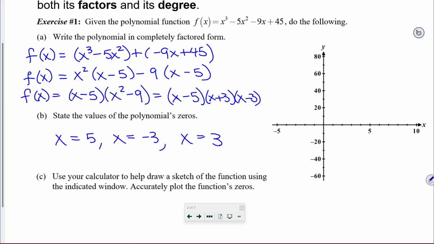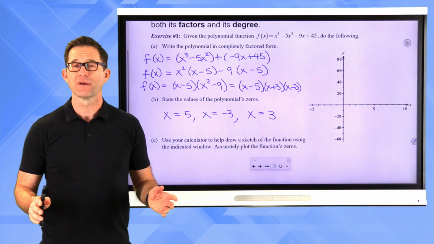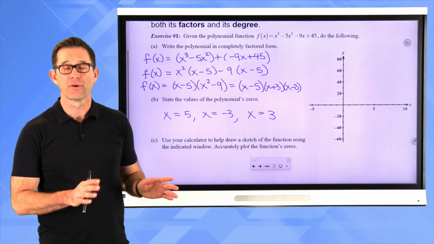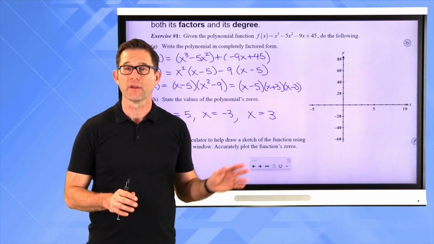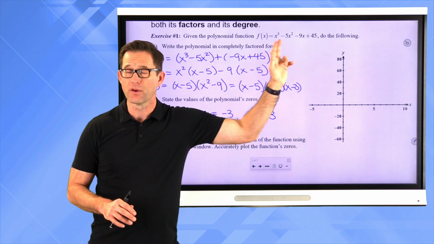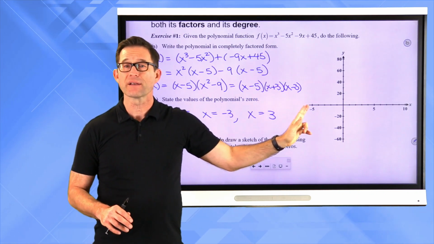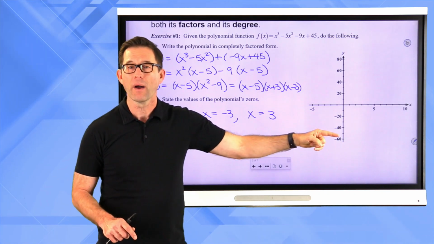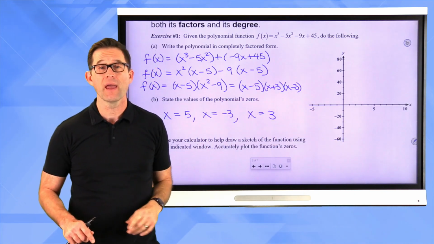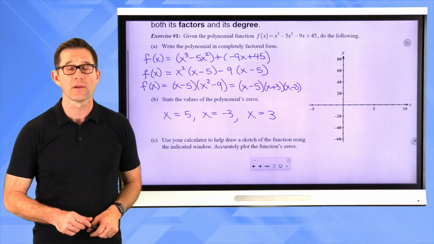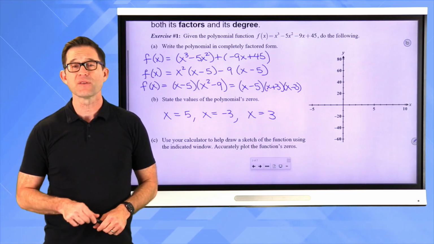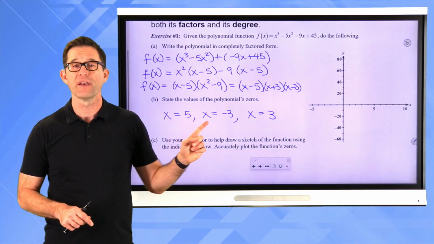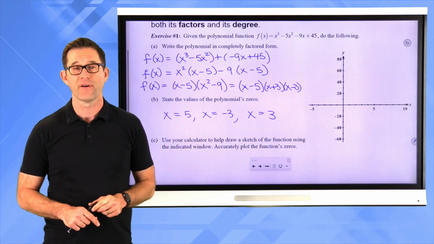Use your calculator to help draw a sketch of the function using the indicated window. Accurately plot the function's zeros. Awesome. Well, I'm not going to break out the calculator yet. What I'd like you to do is take your calculator, put the original function in. Our x window from negative 5 to 10, that's going to fit all those zeros in. My y window from negative 60 all the way up to 80, because this cubic function can get quite large. So get a nice sketch of that and make sure you accurately plot the negative 3, the 3, and the 5.